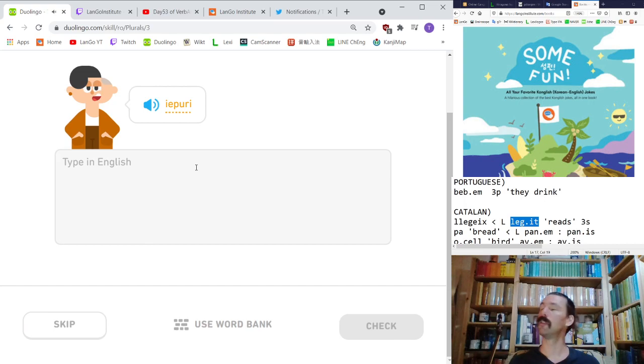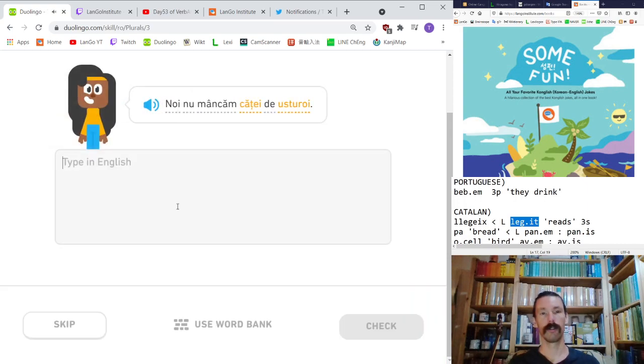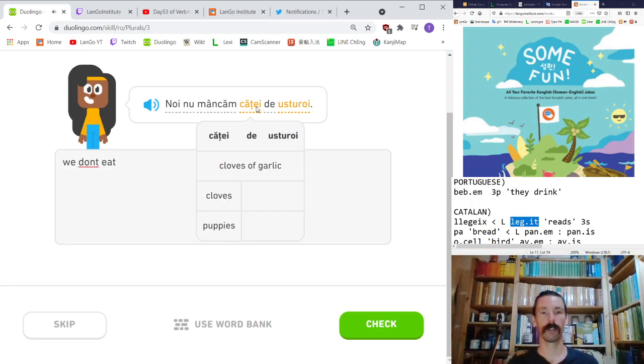Iepuri. Noi nu mâncăm căței de usturoi. Say, noi nu mâncăm, we don't eat. Căței de usturoi. Căței. Cloves of garlic. Puppies.